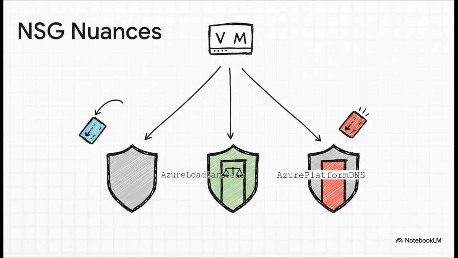Now, things get a little more nuanced when we talk about network security groups, or NSGs. See, the most important traffic, that VM agent communication, it actually bypasses NSGs altogether. Azure knows it's too critical to risk being blocked. For things like load balancer probes, there's already a default rule in place for you using a service tag. Really, the only part you might actively manage here is DNS. Let's say you're using your own custom DNS servers. You can create an NSG rule to block traffic to the Azure Platform DNS tag.